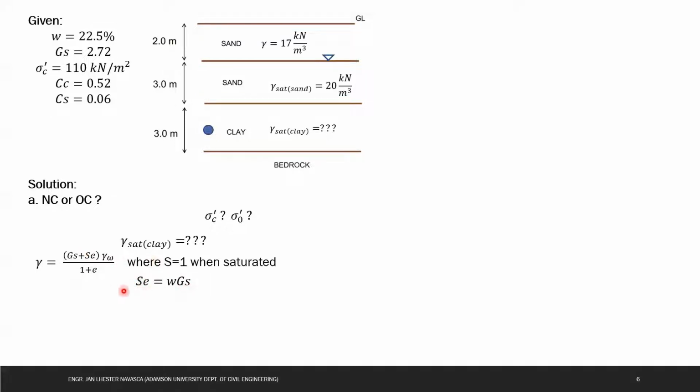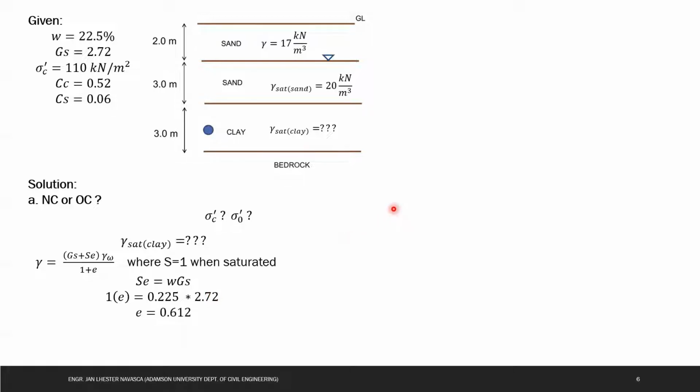Again, a relationship: the saturation multiplied by the void ratio is equal to the moisture content multiplied by the specific gravity. From your Geotechnical Engineering 1, from this relationship, we can get the void ratio of our saturated clay. To solve for the void ratio of the saturated clay, just put S equals 1 when saturated, then the unknown value e, a moisture content of 0.225 in decimal, and a specific gravity of 2.72. Therefore, we get the void ratio of 0.612.